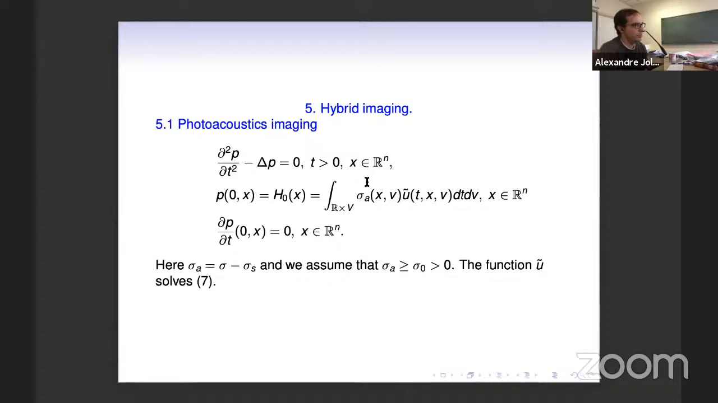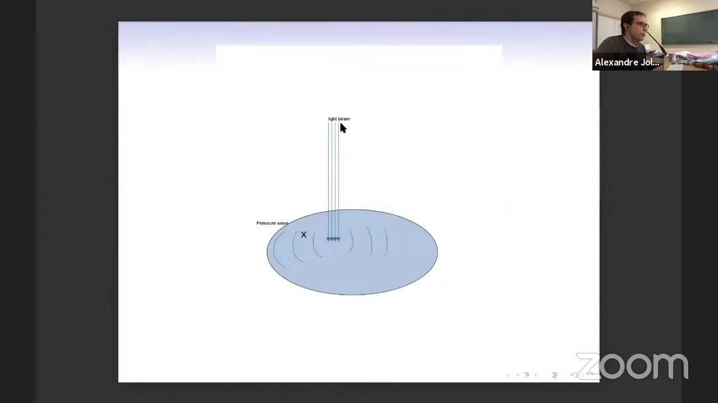So let me show a picture. You assume that you have a small biological tissue. Usually in this picture you have a mouse, and you send a light beam on this little mouse, and the light beam will hit the domain. The domain will be heated by the light beam. You have some heat, thermal expansion. Then it will create a pressure wave inside the body, and then you will measure the pressure.